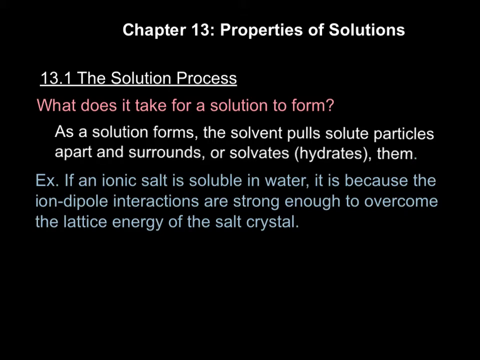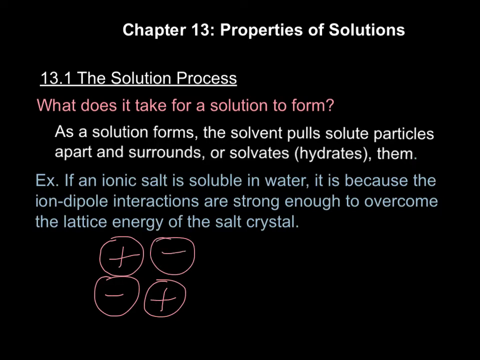For example, if an ionic salt is soluble in water, it is because the ion-dipole interactions are strong enough to overcome the lattice energy of a salt crystal. If you remember the crystalline structure, it involves different particles like a cation and an anion together, and that's one unit cell, and another unit cell comes along and it stacks up in this crystalline structure.